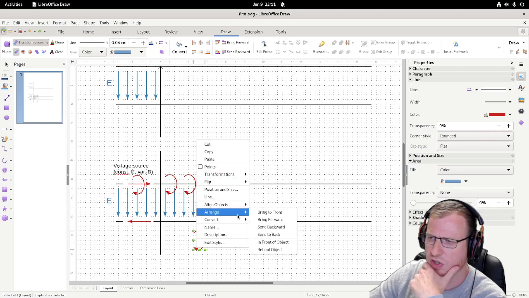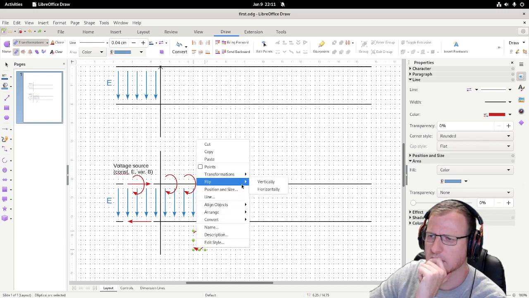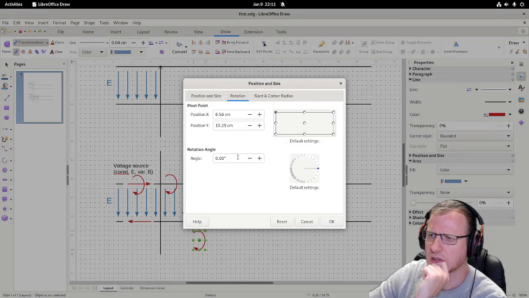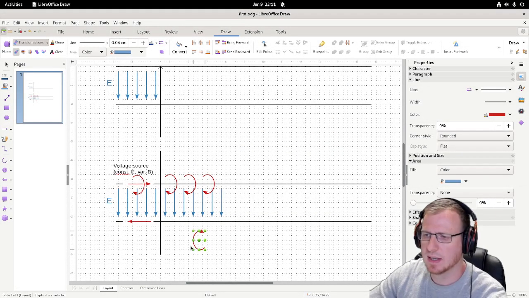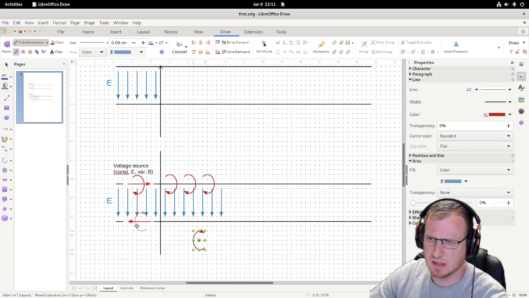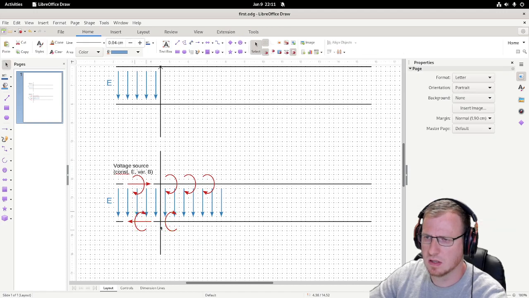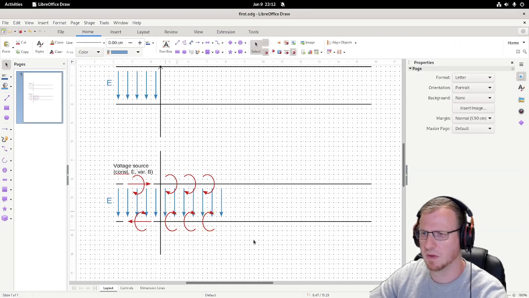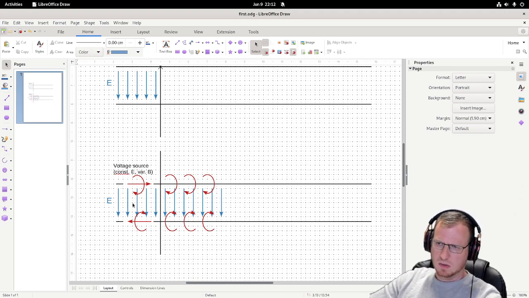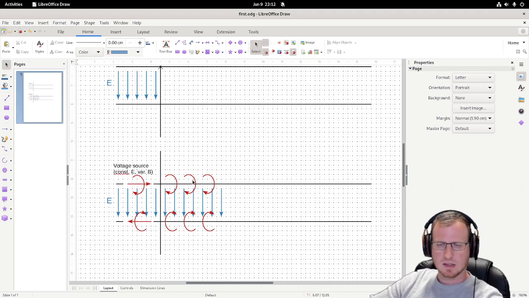Flip, arrange, convert, align, position, rotation. 180 degree. Perfect. And then the same in this direction. That's fine. Yeah, well, perfect. So we now know that the current is going into the transmission line and coming back.